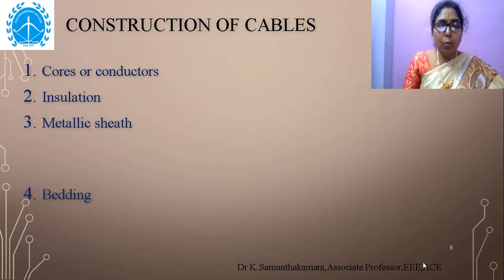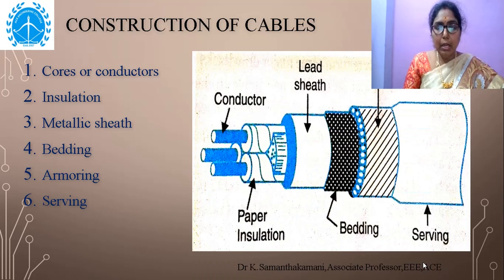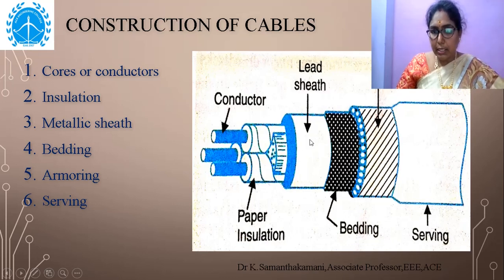In this video, I would like to explain the construction of cables in the major topic insulated cables. First of all, we will see what the different parts in a cable are. On the right-hand side you can see a diagram which has three conductors: conductor 1, 2 and 3. On every conductor there is an insulation, which will be paper insulation, and these three individually insulated conductors are covered with a lead sheath. After that there is bedding, and over that there is armoring, and finally the serving.